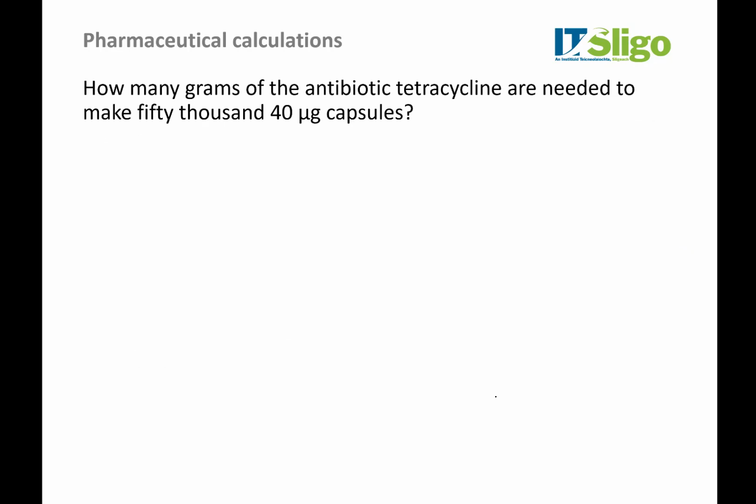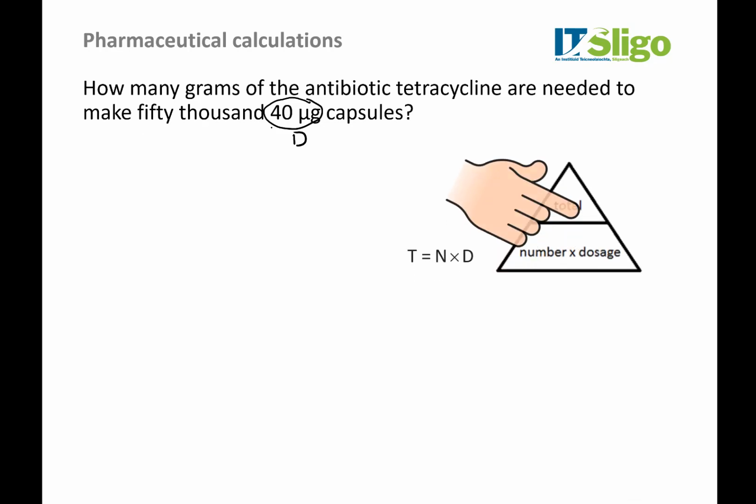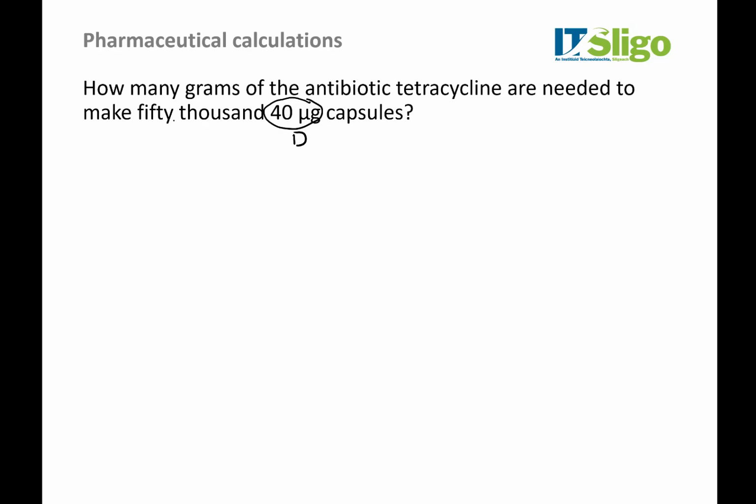How many grams of the antibiotic tetracycline are needed to make 50,000 40 microgram capsules? So there's a lot of words going on with numbers, and I do write them to kind of challenge you. So here, guys, here's a dosage. That's less than 1 gram. That's my dosage. Here I've got a big number. There's no units attached to it. So that's my number, and it makes sense. There's 50,000 of these tablets.